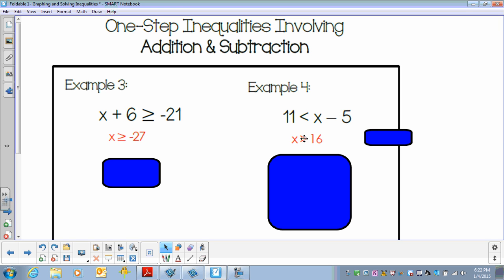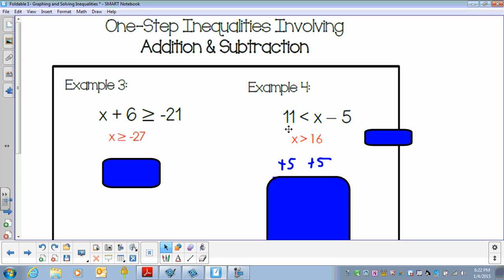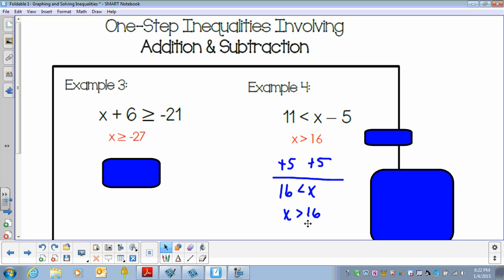So let's see how we got this, because here we have the less than symbol and we ended up with a greater than symbol. What I first did was add 5 to both sides, and that left 16 is less than x. Well, if 16 is less than x, that means x is greater than 16. So I moved the x to the left, and therefore I needed to flip my sign.